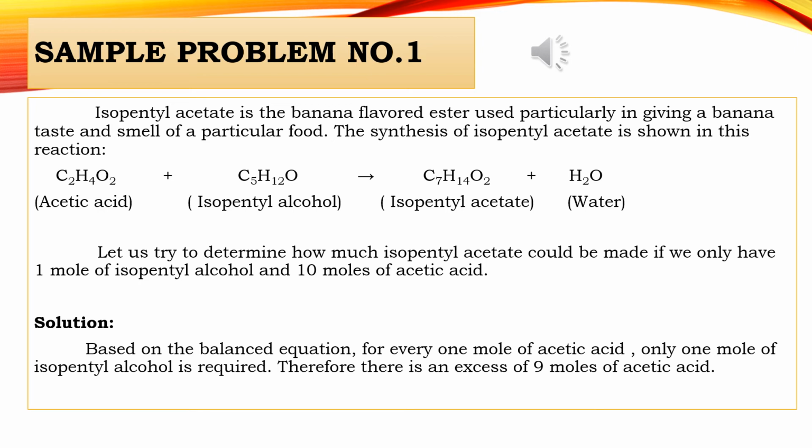For our solution, the first thing that you must do is to check if the equation is balanced. So based on the balanced equation, for every 1 mole of acetic acid, only 1 mole of isopentyl alcohol is required to produce 1 mole of isopentyl acetate and 1 mole of water. Therefore, there is an excess of 9 moles of acetic acid. Therefore, acetic acid is the excess reagent, while isopentyl alcohol is the limiting reagent.